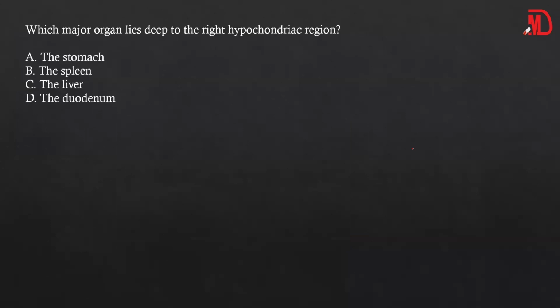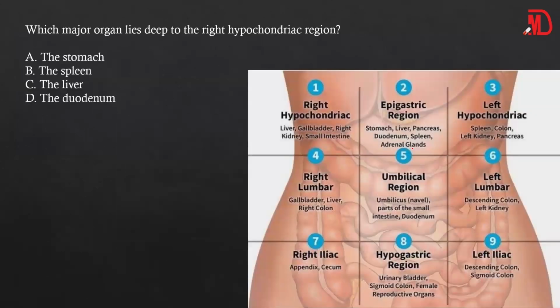Which major organ lies deep to the right hypochondriac region? Is it the stomach, the spleen, the liver, or the duodenum? Now, before we enter into the question properly, let's kindly take a look at this diagram. Normally, the abdomen can be divided into 9 regions by drawing 2 imaginary vertical lines and 2 imaginary horizontal lines. It gives you 9 regions.